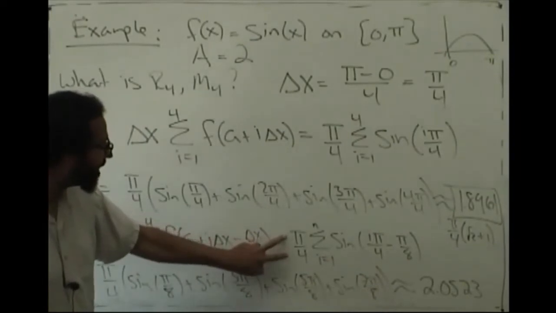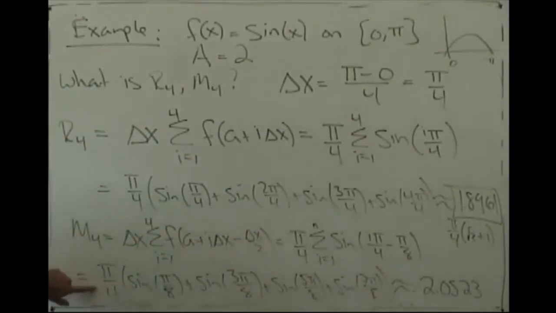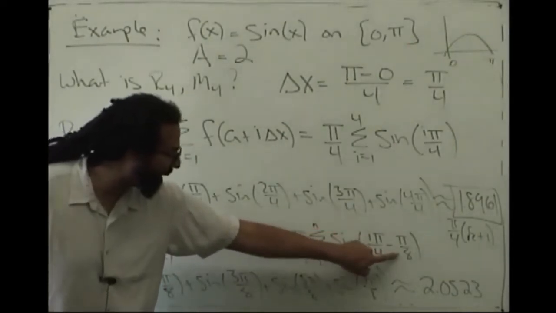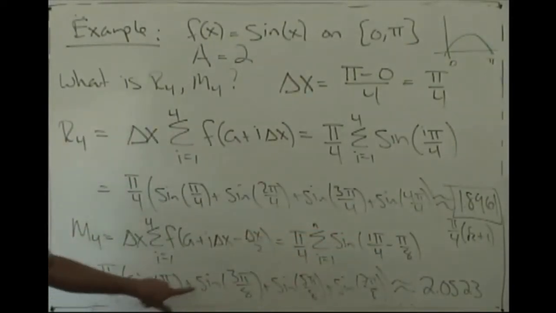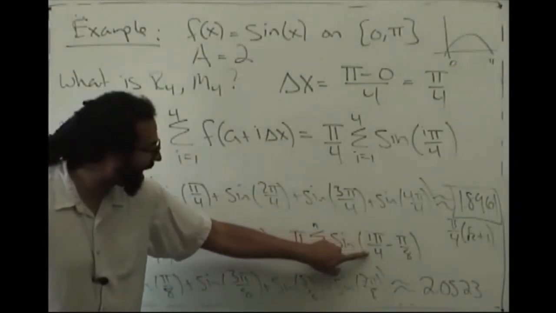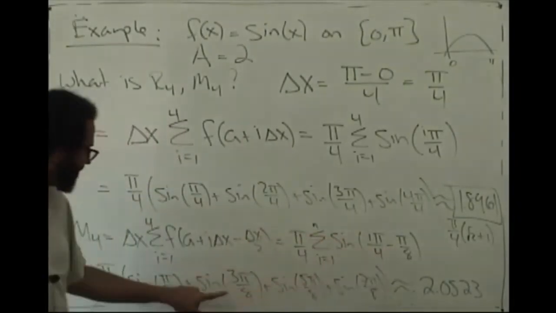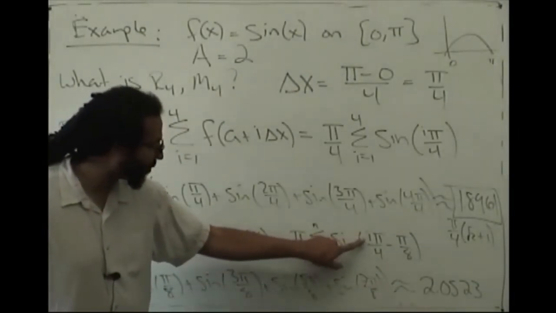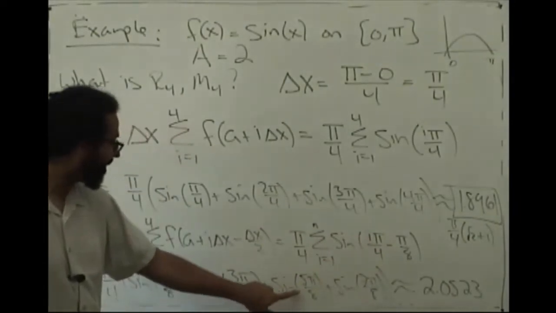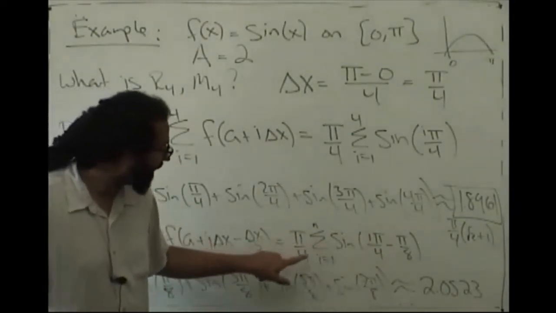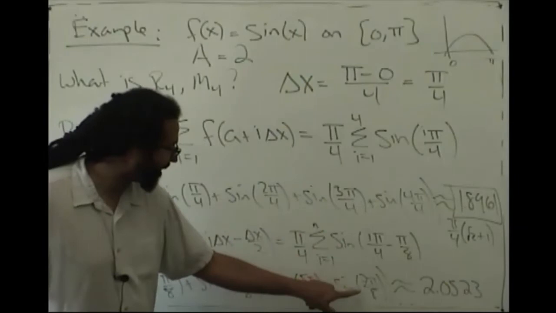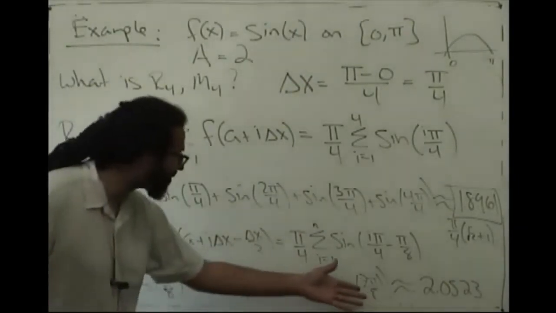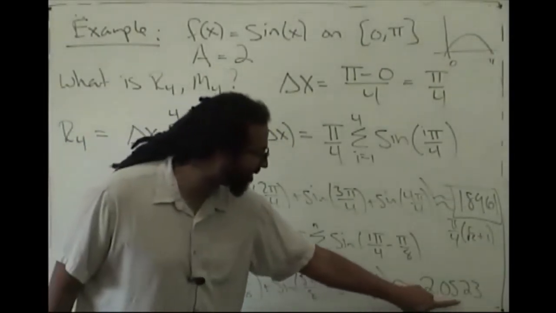So here's the thing we need to work out. I'll write down the pi over 4. When i is equal to 1, I get pi over 4 minus pi over 8. That's just pi over 8. When i is equal to 2, I get pi over 2 minus pi over 8. That's going to be 3 pi over 8. When i is equal to 3, I get 3 pi over 4 minus pi over 8, 5 pi over 8. And then when i is equal to 4, I'm going to get 7 pi over 8. And so again, you can run this through a calculator and you get 2.0523.